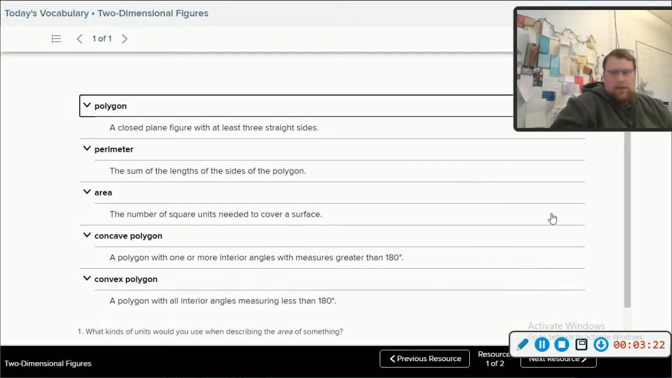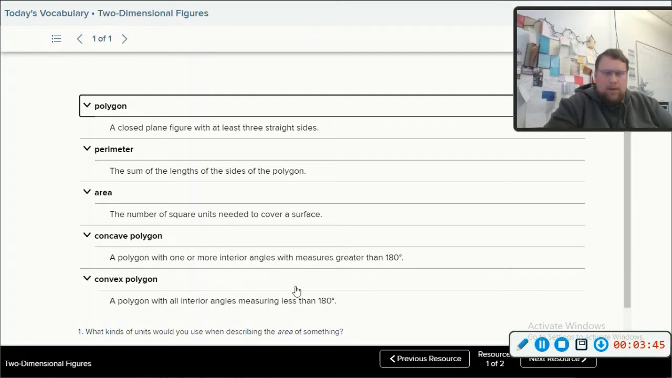Again, I'm going to get this centered in the screen. Pause this as needed. And, well, I mean, clearly you're going to need to pause if you're going to write it down. Write down all the vocab right here. We know a polygon is a closed plane figure with at least 3 straight sides, so at least a triangle. Perimeter is the sum of the lengths of the sides of the polygon, right? We add up all the edges. Area is the number of square units needed to cover a surface.